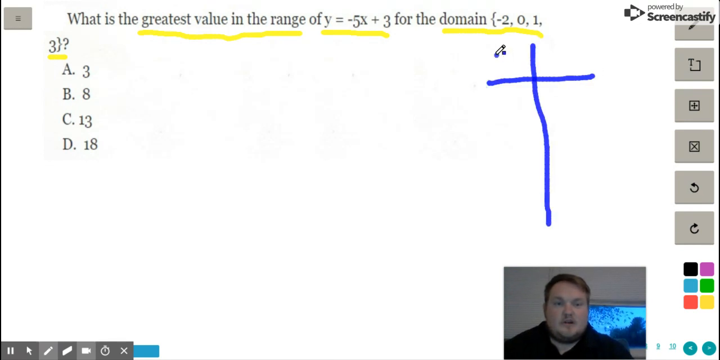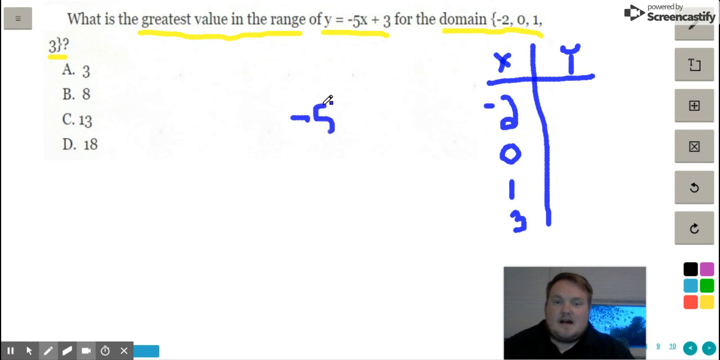And so in this situation, you make a chart. Your little t-chart. Your x and y, remember your domain is going to go in your x column. So negative 2, 0, 1, 3. And you're going to plug these numbers in for the x in the equation to see what you get for the range or the y.